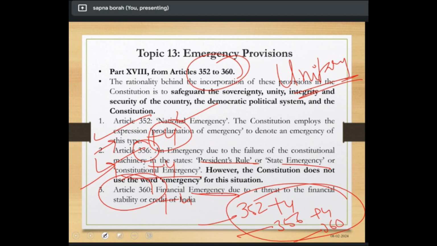Article 356, the state emergency by president's rule. Remember one thing, that in the case of 356, they do not use the word emergency.